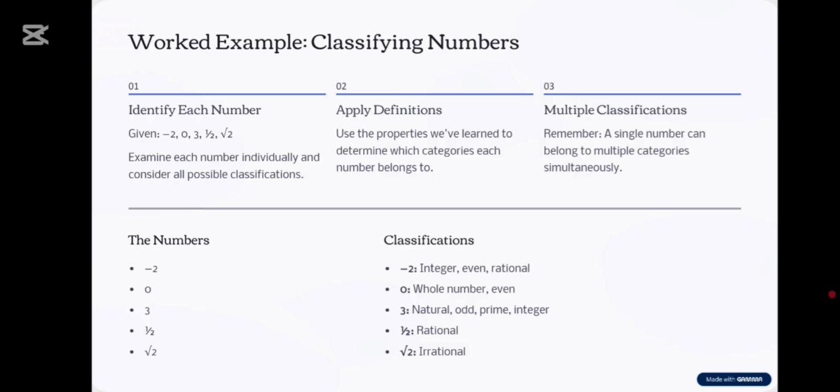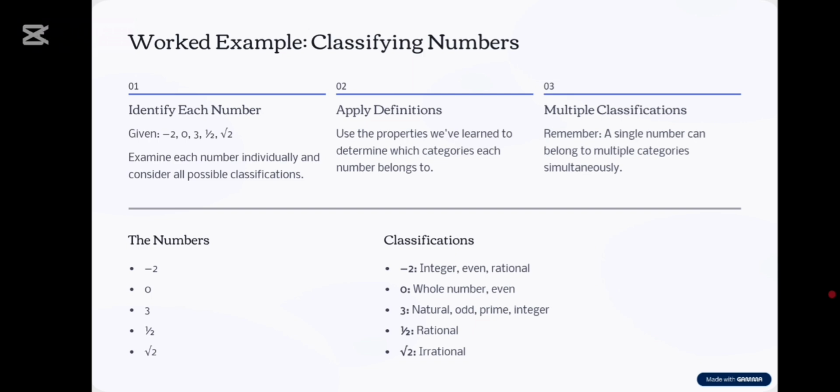Then the second thing we need to do is apply the definitions of those categories of numbers. We use the properties we've learned to determine which categories each number belongs to. Then the third thing is to find multiple classifications. Remember, a single number can belong to multiple categories simultaneously. For example, the number 2 is an integer, an even number, and a rational number.